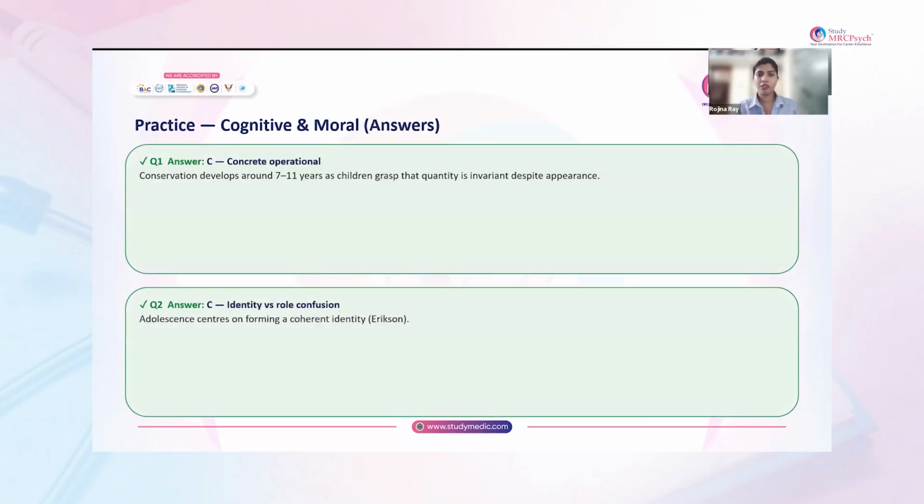So in this section, the stages of cognitive development by Jean Piaget and Erik Erikson stages, you have to revise that thoroughly the day before the exam. It's very high yield.